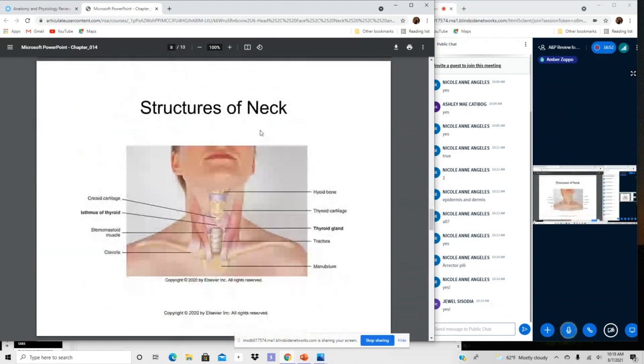Okay, so this picture is showing all the muscles that we talked about. So the sternoid mastoid muscle, as you can see here, and then the thyroid gland. The thyroid gland is in the middle here, and then it's showing the different cartilages which connect to the thyroid gland. The cricoid cartilage is here, the thyroid cartilage, and then the thyroid bone. And these all connect to the clavicle. The sternoid mastoid muscle here, and this is the clavicle.